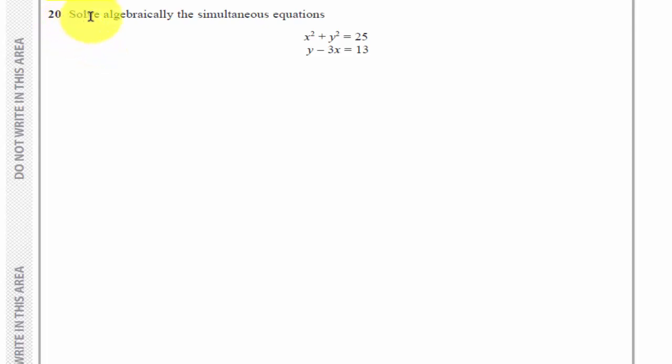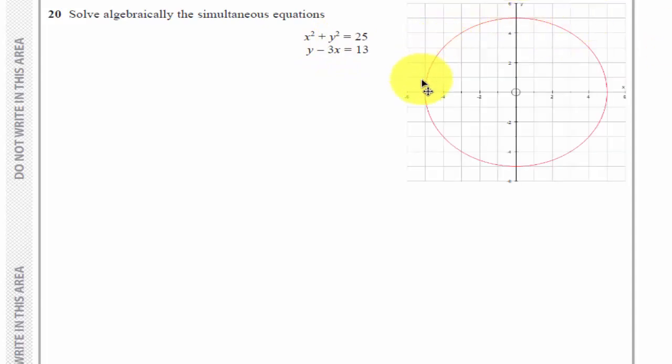Question 20. Solve algebraically the simultaneous equations x squared plus y squared equals 25, y minus 3x equals 13. So we've got here two equations which will have some solutions that satisfy both. Now just to remind you, x squared plus y squared equals 25 is the equation of a circle. Notice the radius is 5.